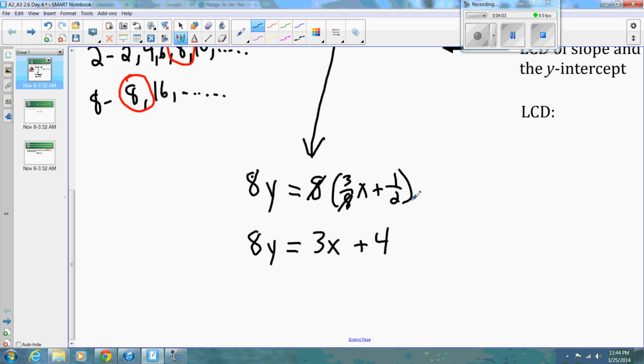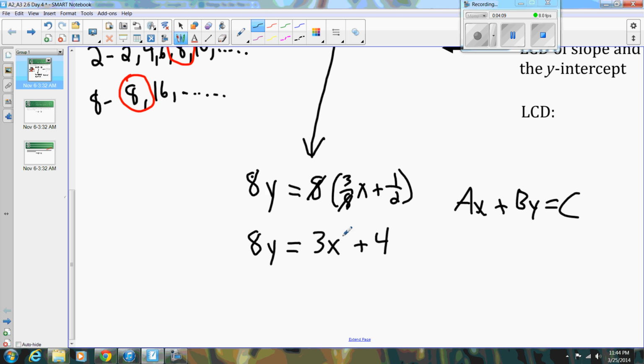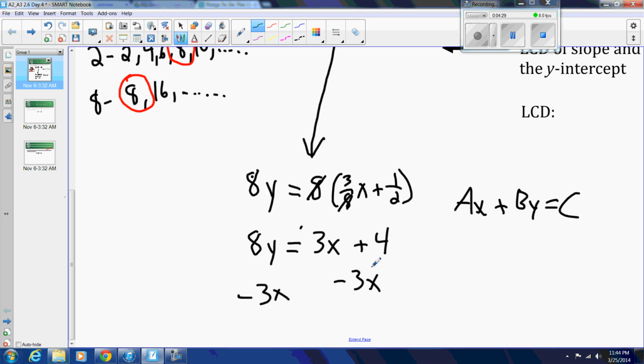If you remember, standard form is ax plus by equals c. So what I need to do is make the x's and the y's on one side of the equation. How do I do that? You have a couple of options here for standard form. You may subtract 3x from both sides: subtract 3x, subtract 3x.